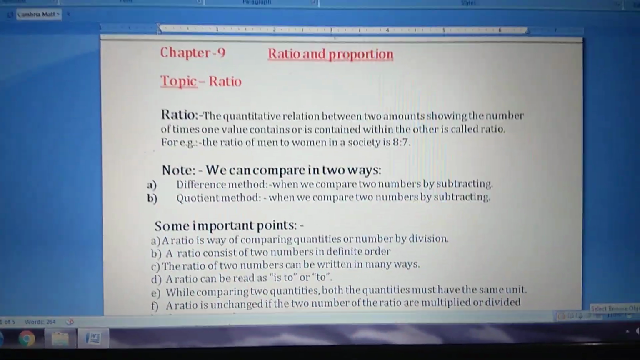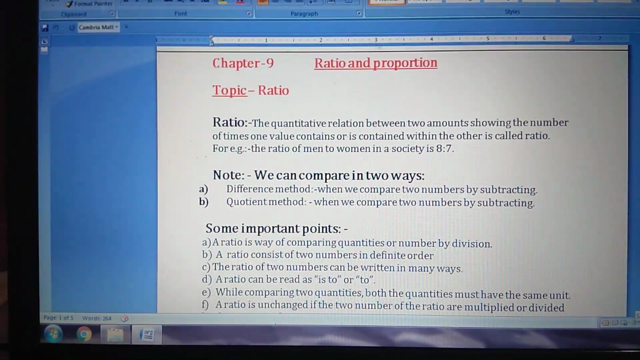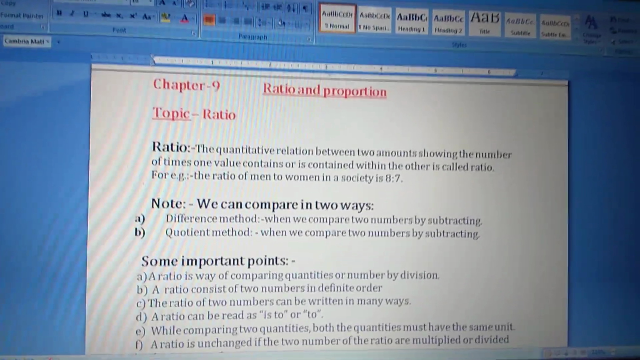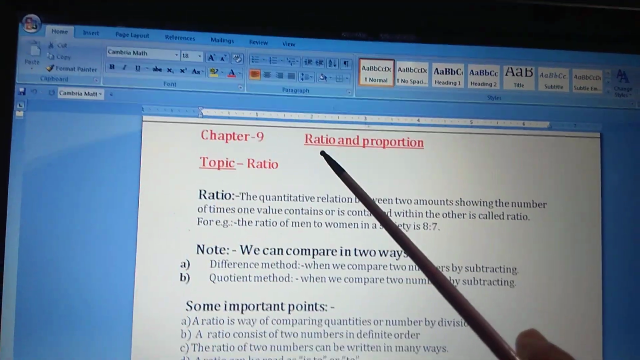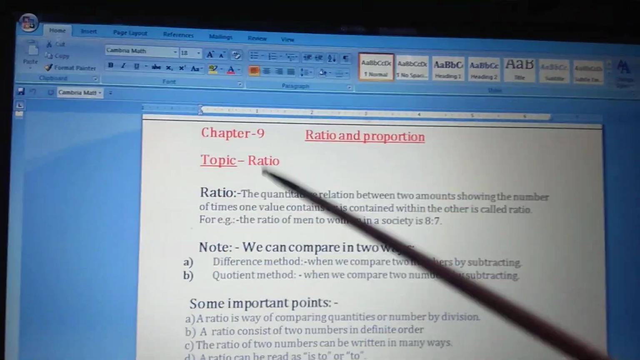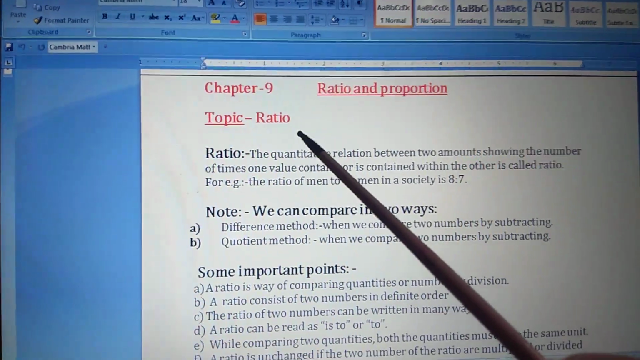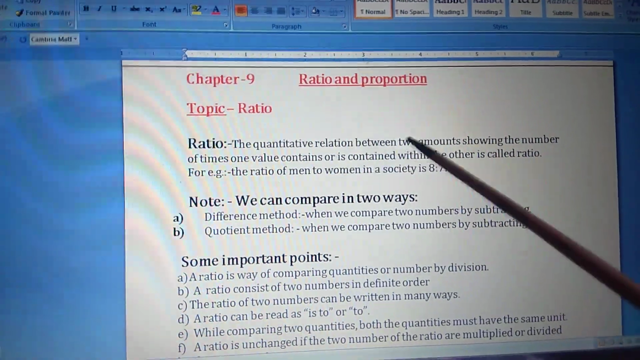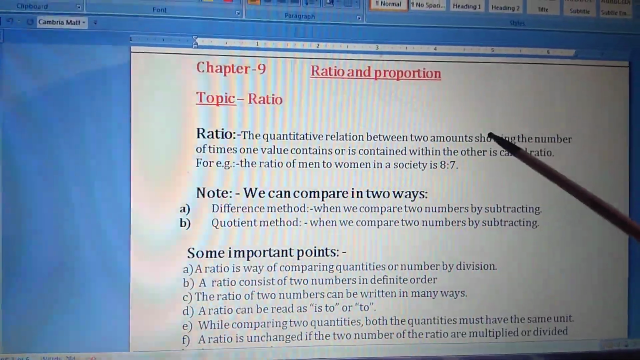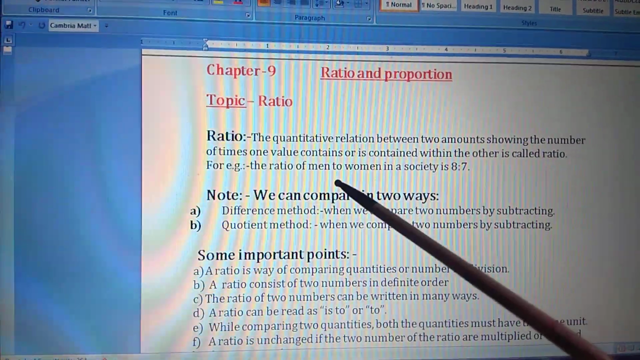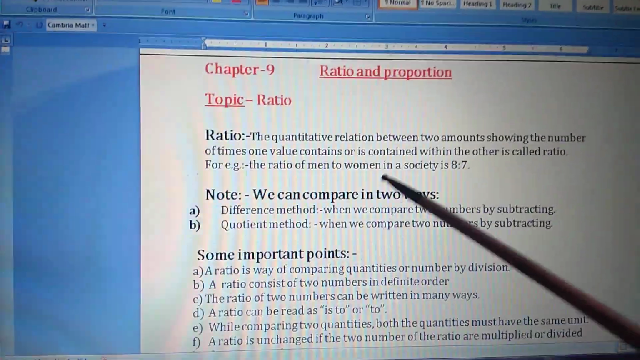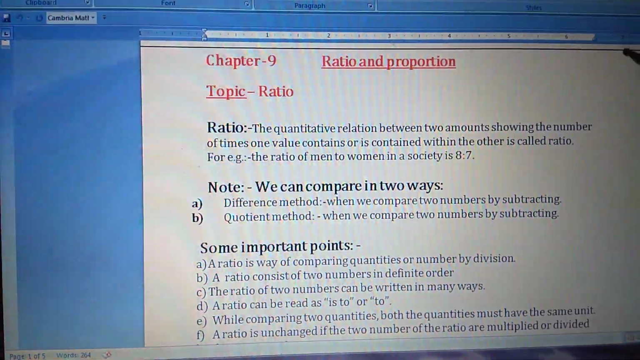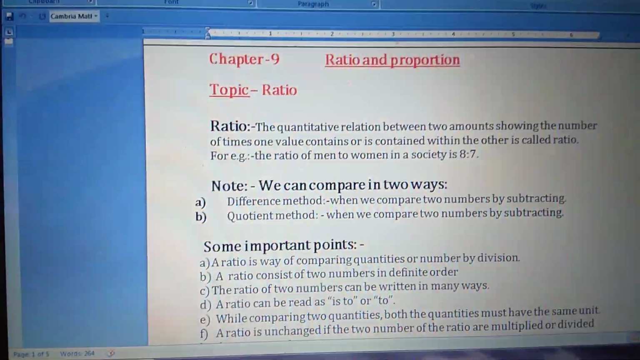As the name suggests, ratio and proportion. Before going into detail, we have to know the terms related to this chapter. That is, what is ratio and what is proportion. So, our first topic of this chapter is ratio. Ratio means the quantitative relation between two amounts, showing the number of times one value contains or is contained within the other. That means ratio means comparing two quantities.